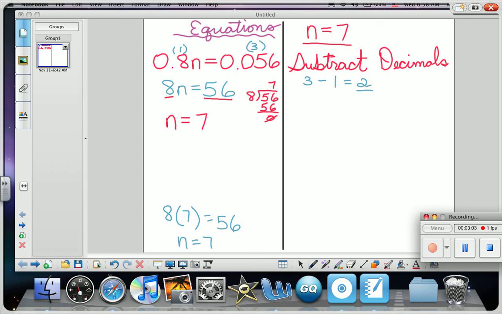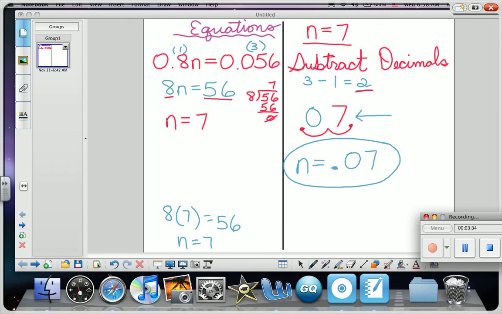So here I have 7, decimals always at the end of whole numbers. Now let's go ahead and move it 2 places to the left. 1, 2. Remember, anywhere that there is a gap, I'm going to go ahead and add a 0. So my final answer here is n equals 0.07 or 7/100.